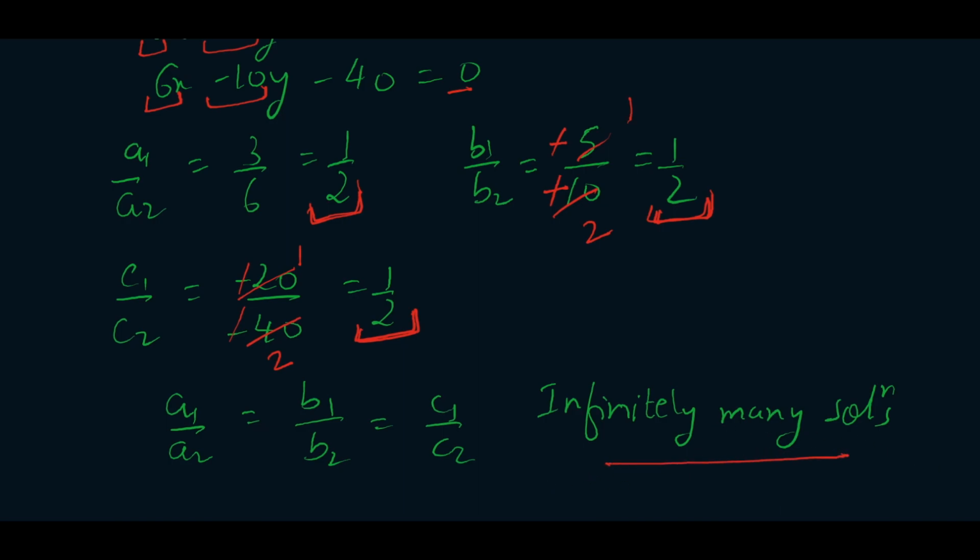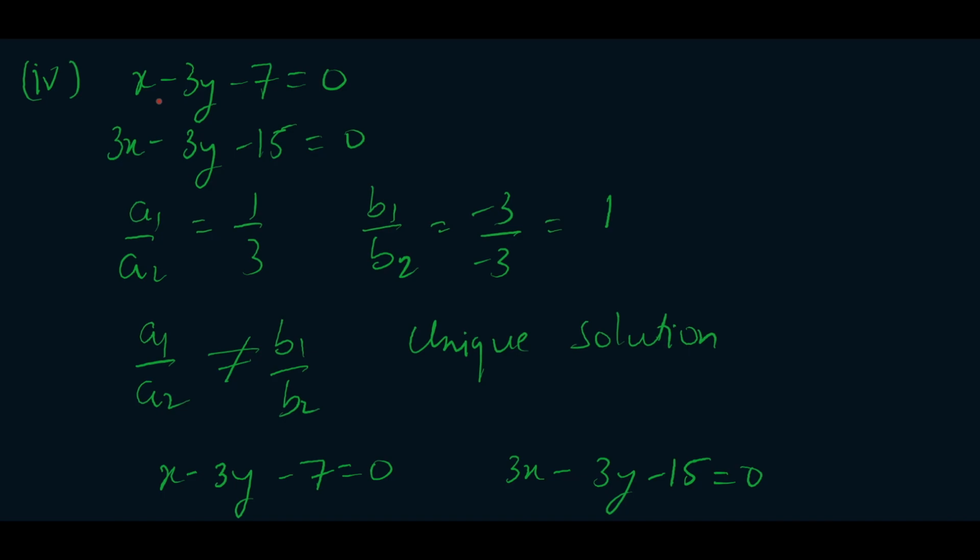Now let us move on to our fourth question. Our fourth question is x minus 3y minus 7 equals 0 and 3x minus 3y minus 15 equals 0. So let us take the ratios. So a1 by a2 is 1 by 3. b1 by b2 is minus 3 by minus 3. This minus 3 by minus 3 gives us 1. Now you can see that a1 by a2 is 1 by 3 and b1 by b2 is 1. So both are not same, hence we have a unique solution condition. So we need to find the solution of both of these equations.